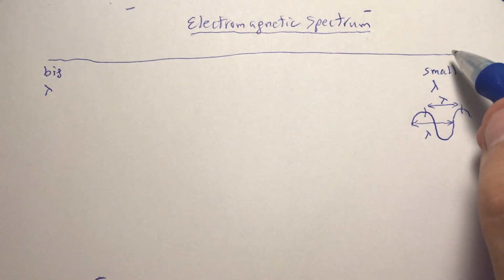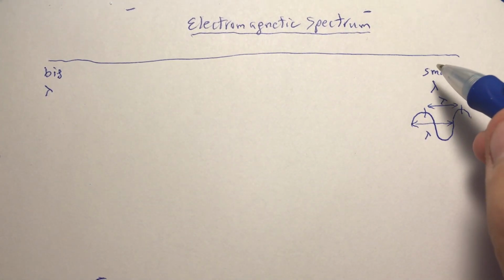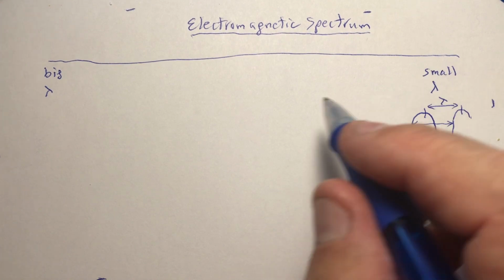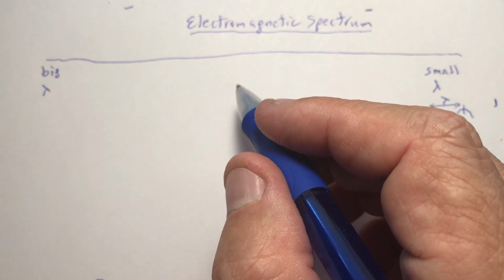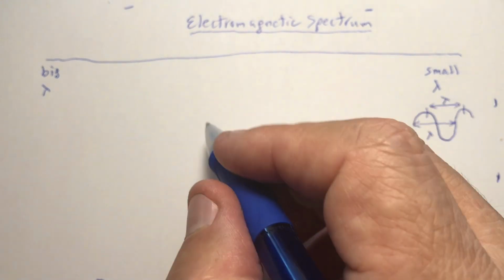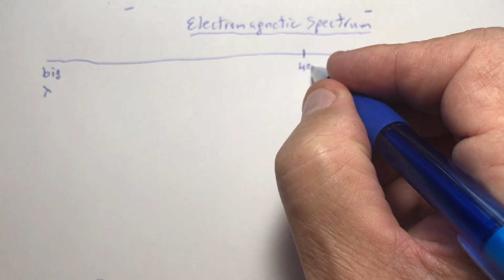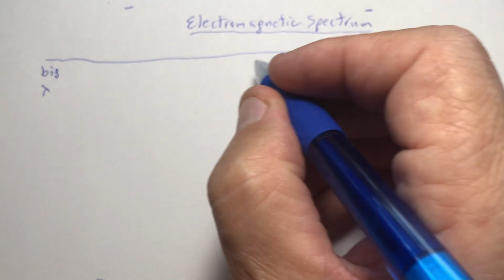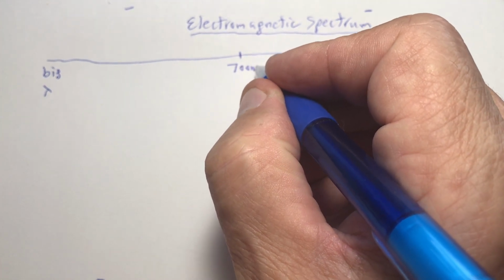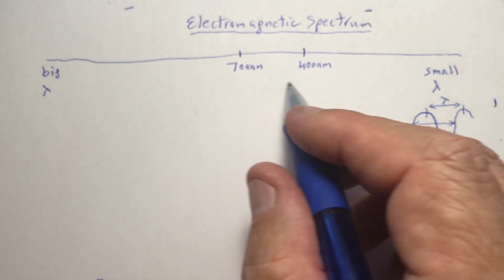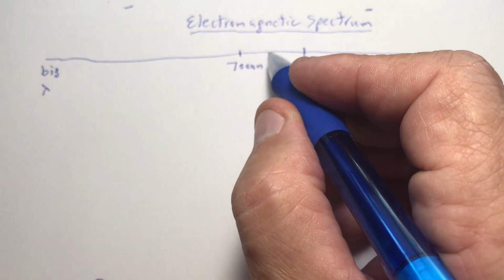The waves that are very small in this region, we cannot see. The waves that are very big, we cannot see. We see only a certain range. We see from 400, I put here 400 nanometer, to 700 nanometer. These are the wavelengths that we can see. We can see in this range.